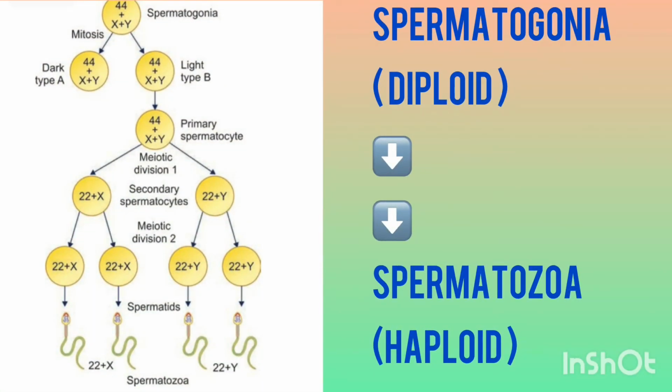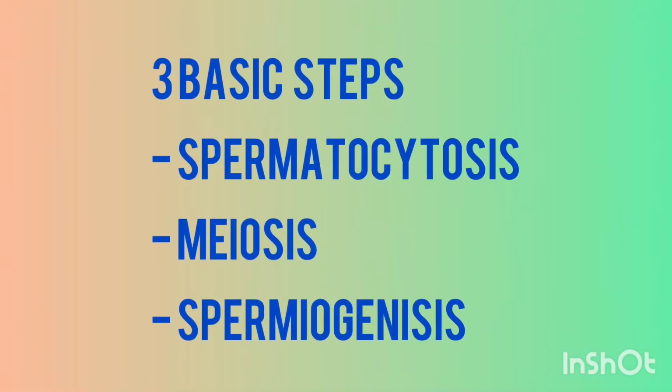This process basically involves the conversion of the diploid spermatogonia into haploid spermatozoa, that is the sperm. Now you all know that the sperm needs to be haploid in nature, as the haploid sperm will fuse with the haploid female gamete to give a diploid human fetus. The three basic steps that are involved are spermatocytosis, meiosis, and spermiogenesis.